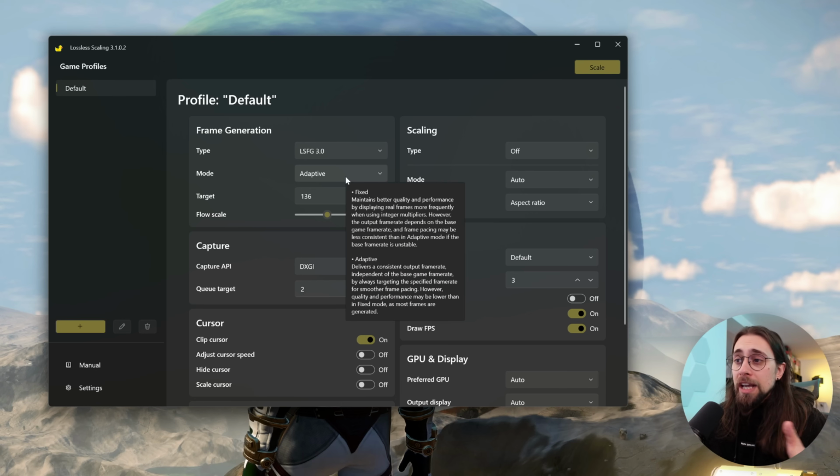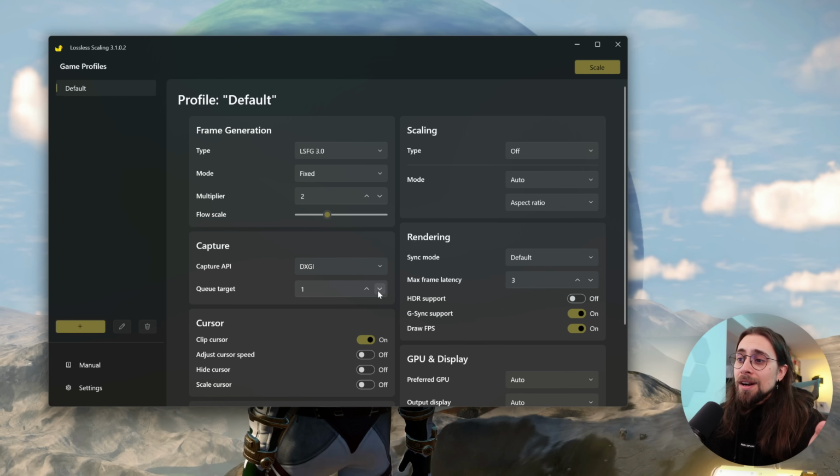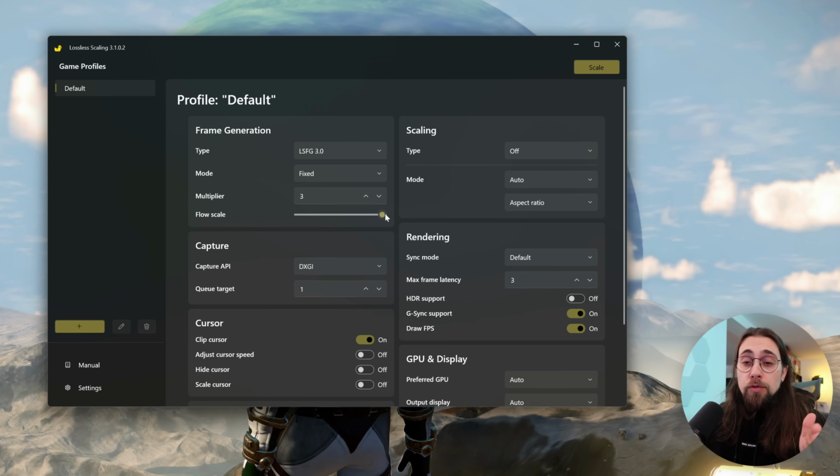Generally, if you're locking the frames or using the fixed mode, a QE target of 1 should be what you want. Fixed multiplier 2 or 3 times is great. If you're using 1440p, I would go 1440p 70, 80 base frames, which is advisable for frame generation. Have at least 60 base frames, better more if possible, like 70, 80. But if you're going 1440p 60, I would use flow scale 100.